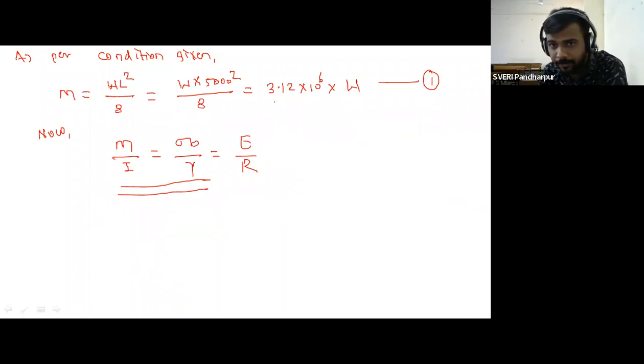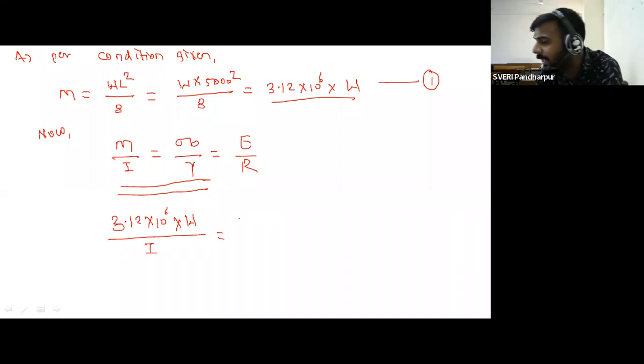What is the M? 3.12 into 10 raised to 6 into W, divided by I, keep this I as it is, equal to sigma B, which is given as 8 Newton per mm square, divided by Y. What is this Y?